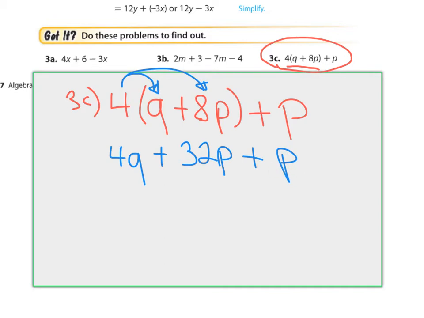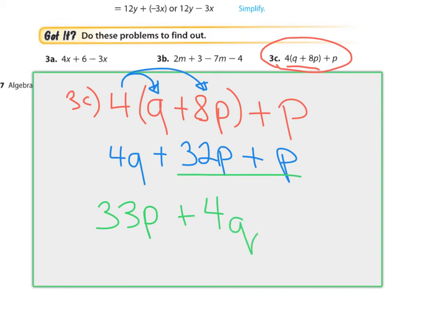So now I have 4q, or it is common practice to put the larger coefficient with the variable first, and then the smaller coefficient after, and then finally the constant. So let's do that. Let's just do it the way it's normally done. So I'm going to do these two first, and I get my 33p plus 4q.